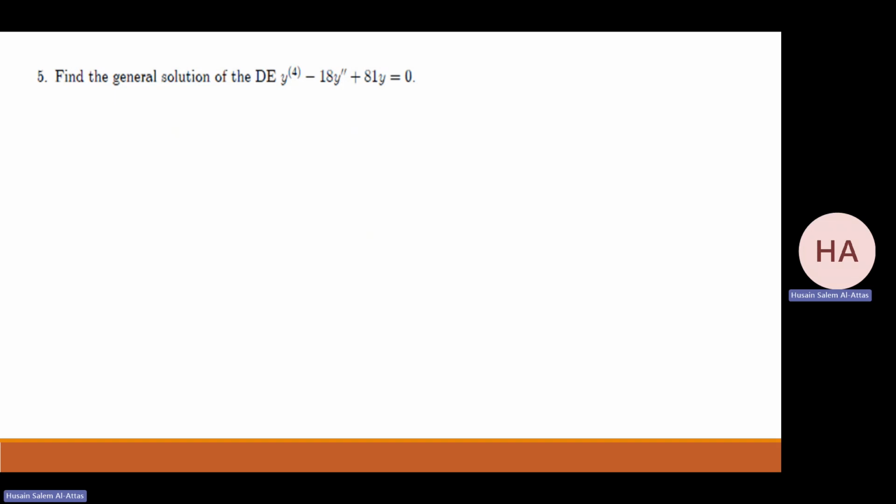Find the general solution of this. I think it is an easy one. Auxiliary equation: r to the power 4 minus 18 r squared plus 81. And this I can simplify as (r squared plus 9) all squared.